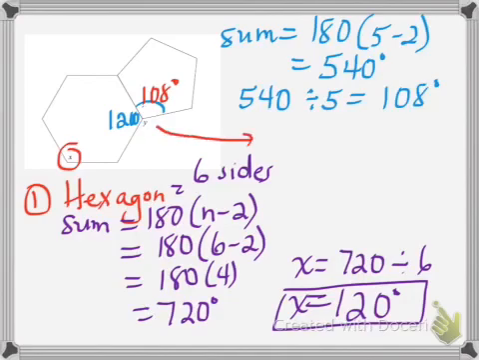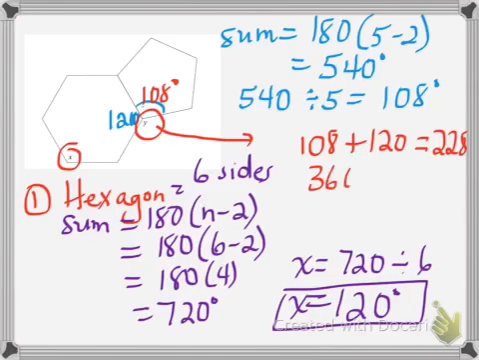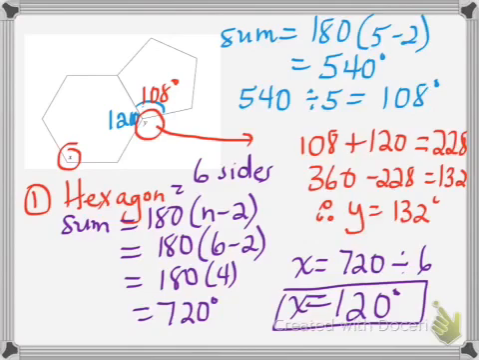To get the y, you need to know that a full circle makes 360 degrees. If you have 108 and 120, then y must be the difference between the two. So 108 and 120 makes 228. 360 minus 228 gives you 132. So therefore, y equals 132 degrees.